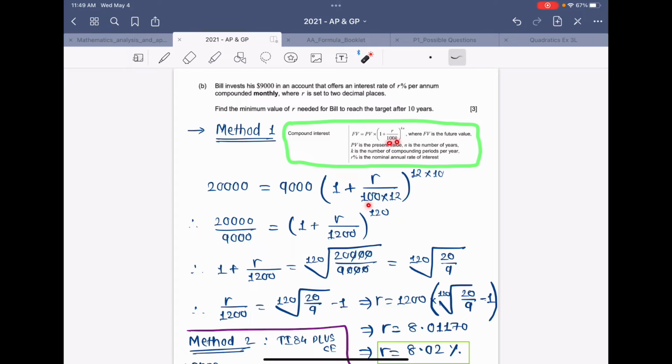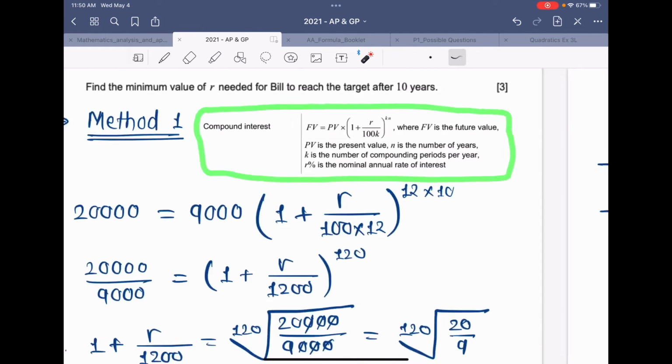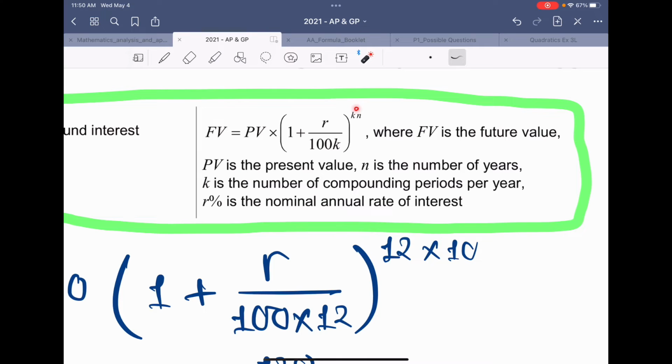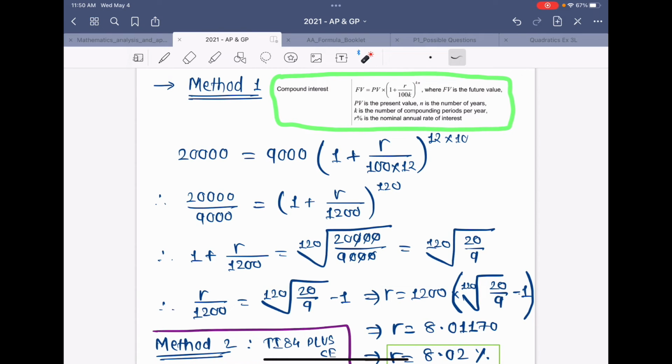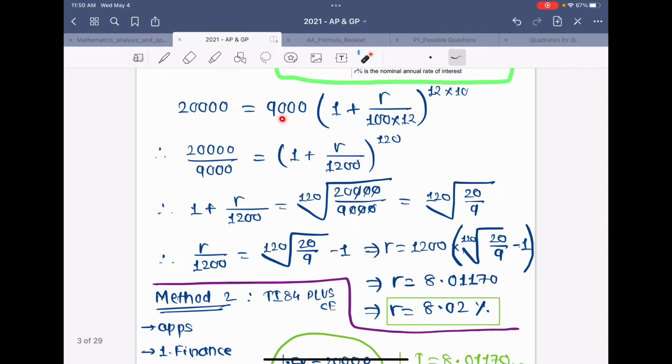100 as it is. K is monthly, that means 12, and N is 10. So you can see here K times N. K is your 12 and N is your 10. So I'm solving step by step. First I'm dividing by 9,000. So 20,000 over 9,000. This 1 plus R over 1200 as it is inside the bracket.